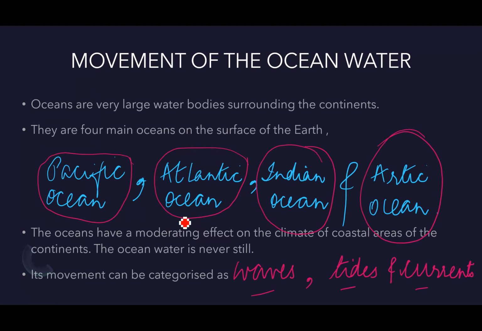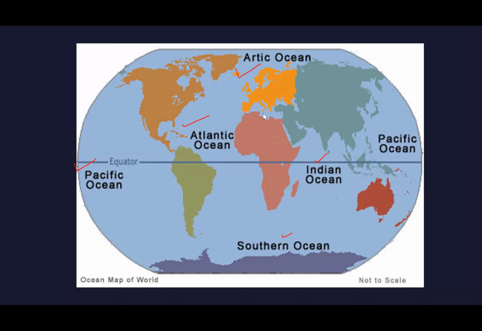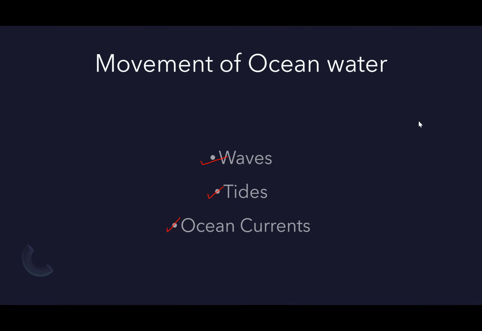First are the waves. Now, before we discuss the waves, why don't we talk about the ocean? What are oceans? They are very large bodies which surround the continents. If I go back to my slide, you will understand this. So these oceans are the water bodies which surround these continents.